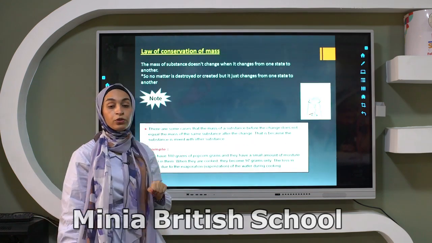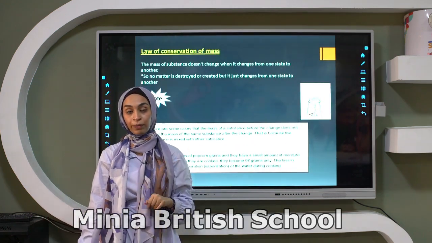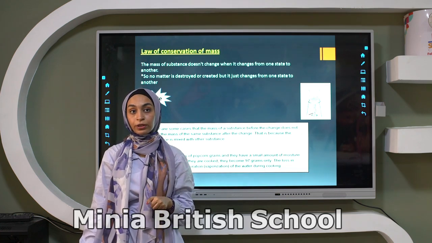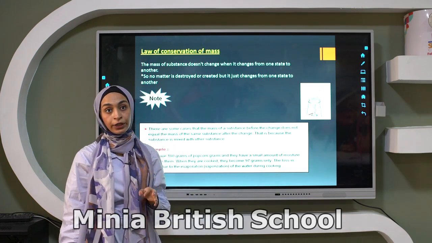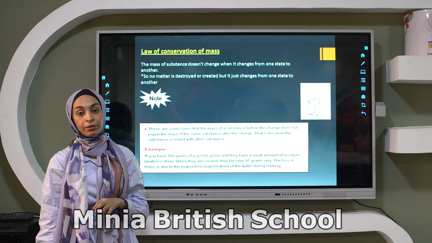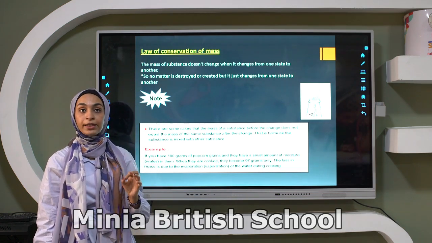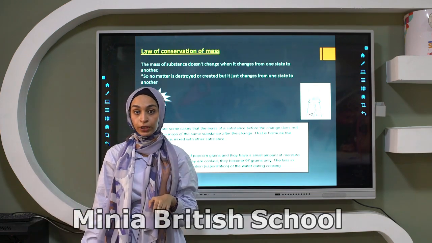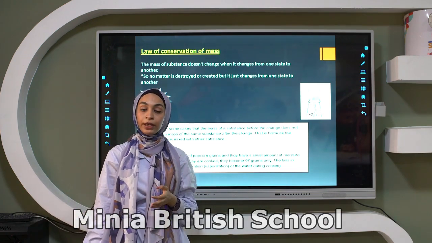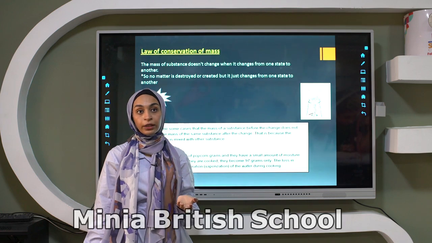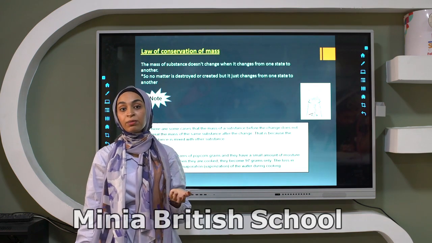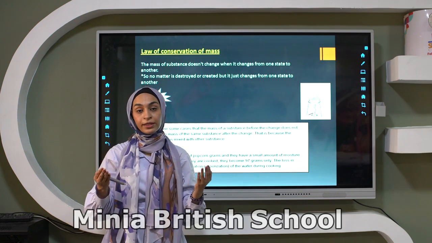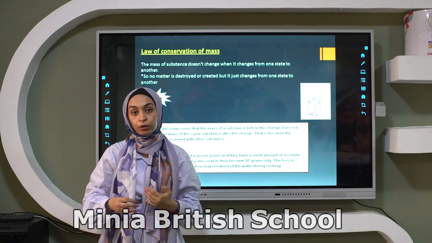The second part talks about the law of conservation of mass. The law tells us that matter is neither created nor destroyed, just changed from one form to another without any change in its mass. So it's said that the mass of the matter before change equals its mass after change. For example, if you have ice cubes and after a while they melt, and you measure their mass before melting and after melting, you find that their masses before and after melting are equal.